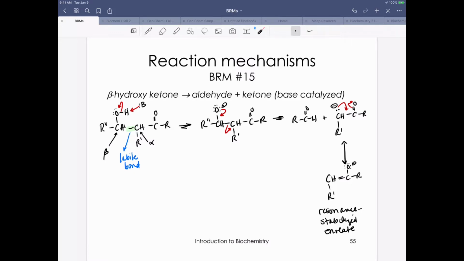So again, if we consider just finishing out this mechanism here, we're going to have a base here, an acid that we can consider reprotonating our enolate intermediate, and we're going to get back to our ketone here.